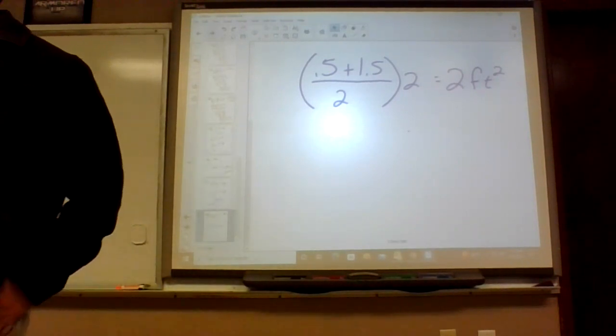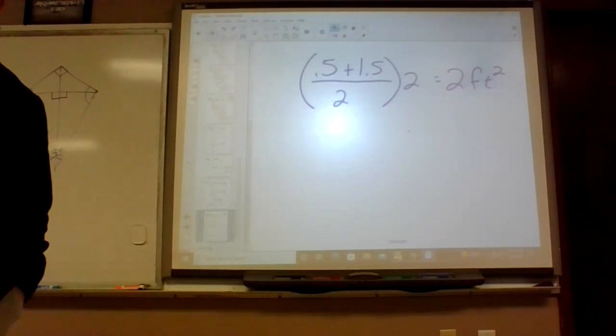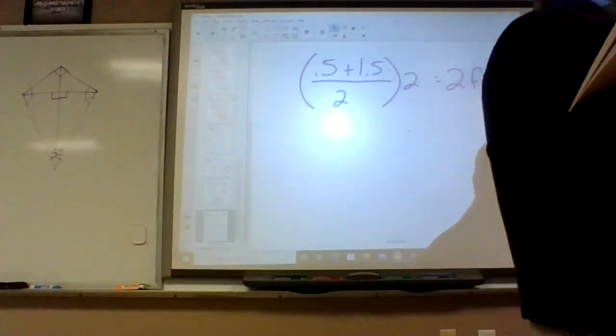Okay, on number 8, what shape is that? It's a rhombus. So basically, you need the length of the diagonals. That's the best way to do number 8. Number 9, what shape is that? Trapezoid. So I need the bases and the height.